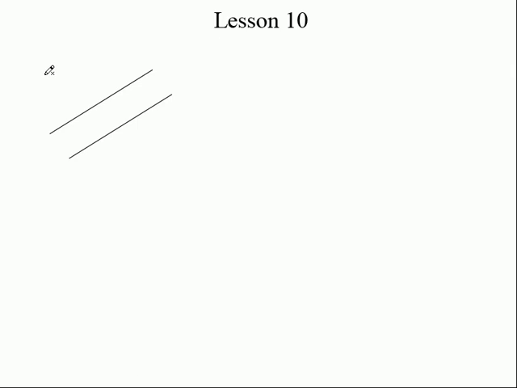Do you remember what's true about the slopes? We'll call this line 1, we'll call this line 2. The slope of line 1 would be what? Equal to the slope of line 2. You with me on that? All right. So if the lines are parallel, the slopes are exactly the same.